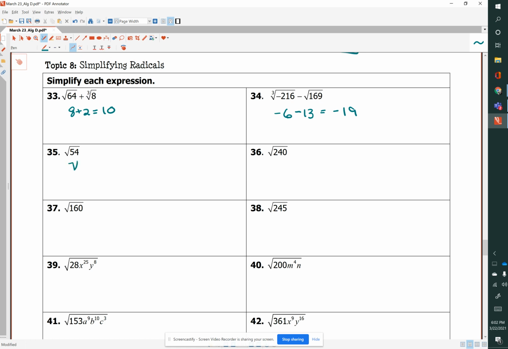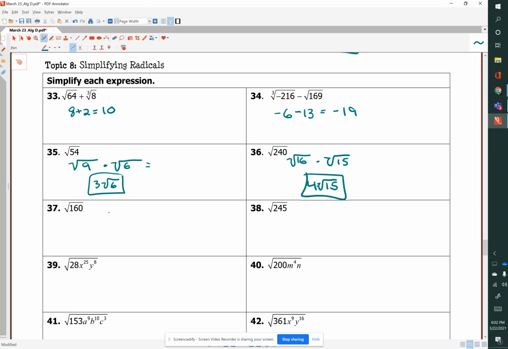Number 35, we'll have to break this one down to the square root of 9 times the square root of 6, which would equal 3 times the square root of 6. Number 36, we'll break that one down to the square root of 16 times the square root of 15, which would be 4 times the square root of 15.